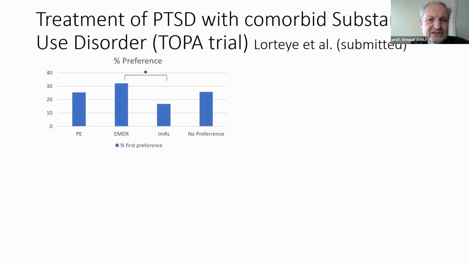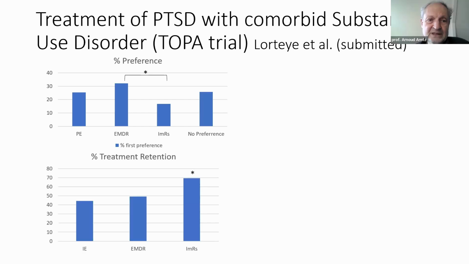And the first interesting thing is that when we asked patients before the start of treatment what treatment they would prefer, most of them said, I want EMDR, which is very popular and very well known in the Netherlands. Then prolonged exposure or no preference, and imagery scripting was the least popular. It's not very well known in the Netherlands, so that might be an explanation. But then when we look at the treatment retention, so these people were randomized, so we asked for the preference, but the preference was not followed.